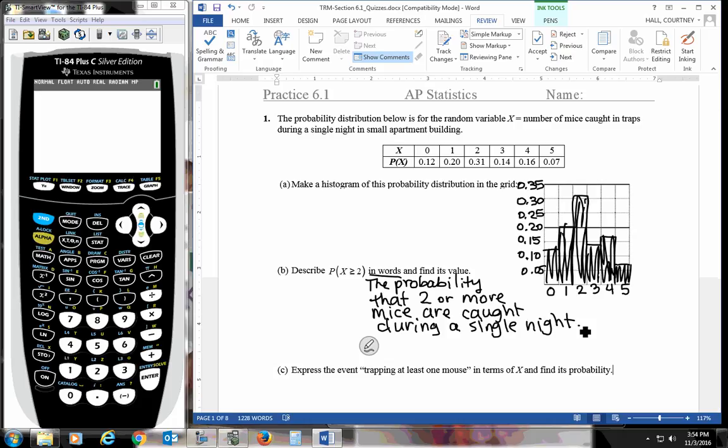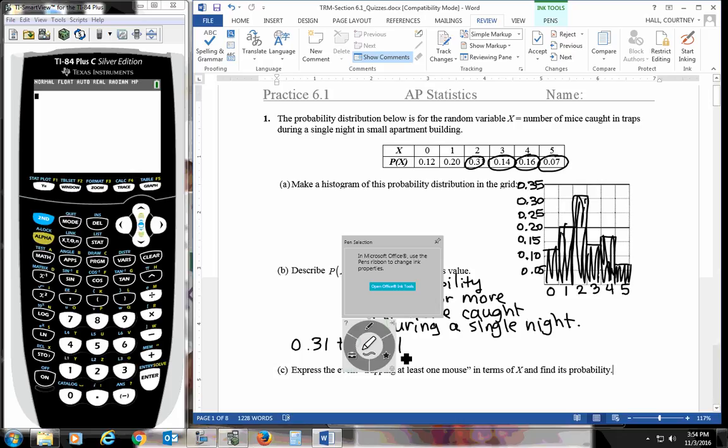So the probability that x is greater than or equal to 2 is going to be the probability of 2 plus the probability of 3 plus the probability of 4 and then plus the probability of 5. So you want to add all of those up, 0.31 plus 0.14.